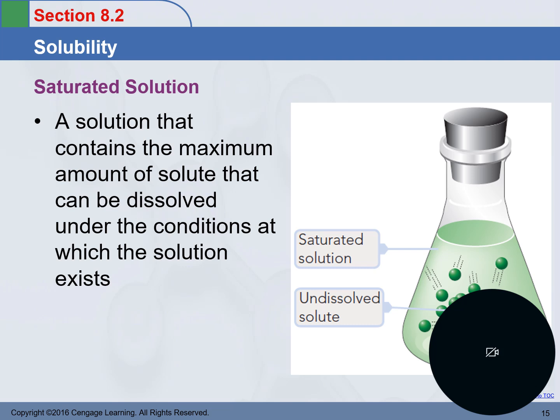Here's a picture of a saturated solution. This is a solution that contains the maximum amount of solute that can be dissolved under certain temperature and pressure conditions. As you can see from the picture, some solute molecules are being dissolved and others might be going back into a solid state. There's a dynamic equilibrium that exists in this bottle to the right.